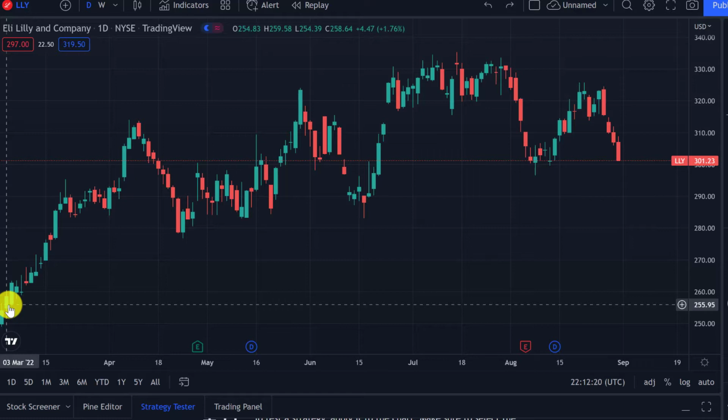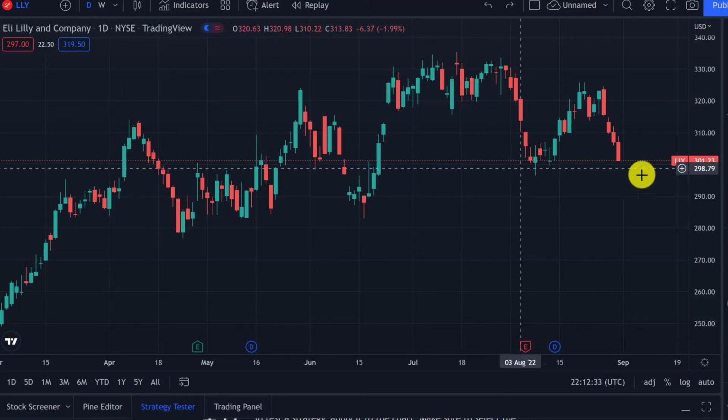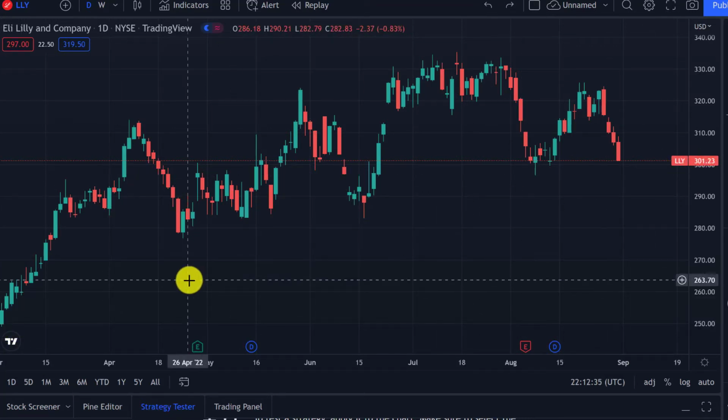You can do this on Thinkorswim. That's not the only place to do it. It's just one of the places that I do like. But for March, you can see all the way to the right that the stock was at one point around $250. And today it is at 301. That's a pretty decent gain, especially in a year like this.